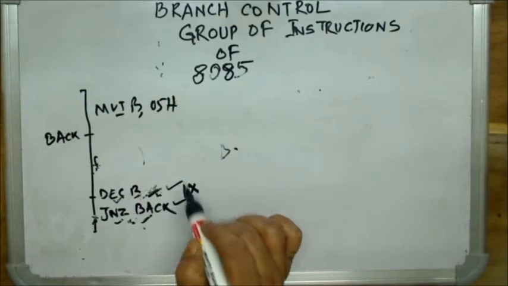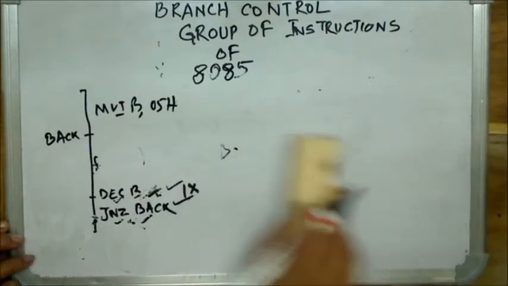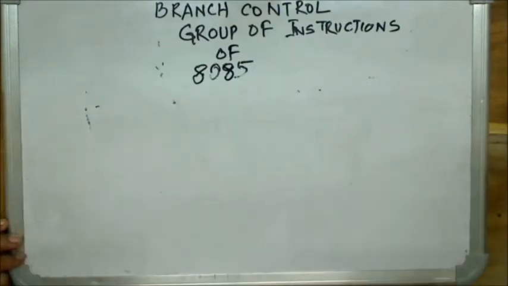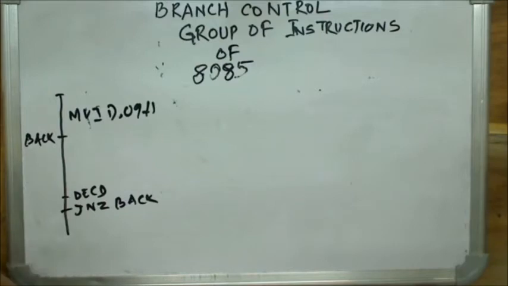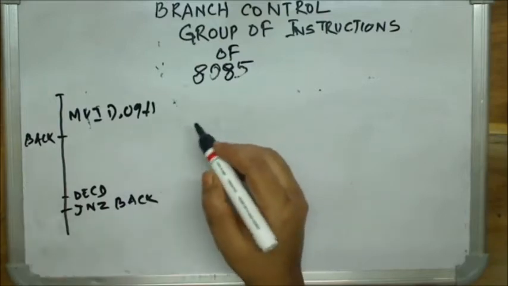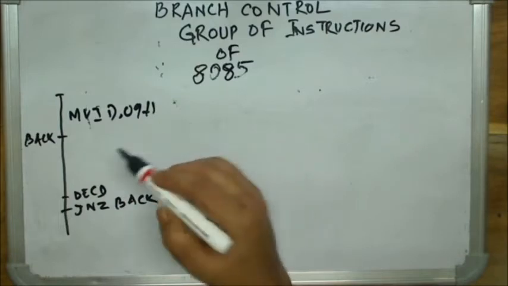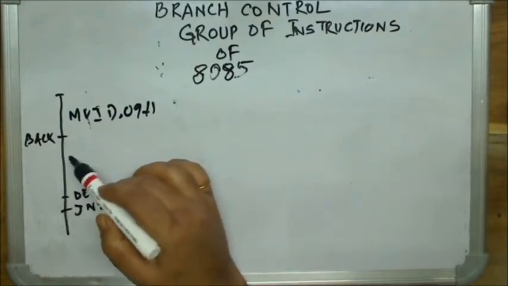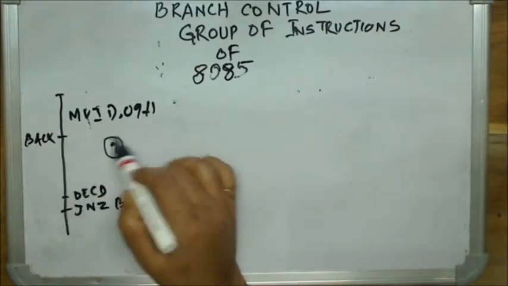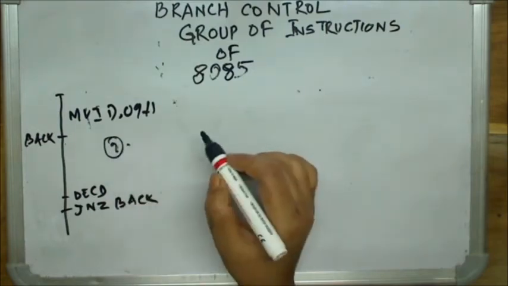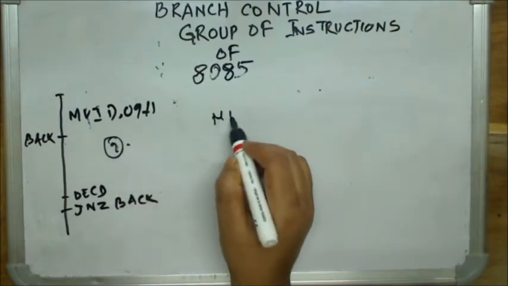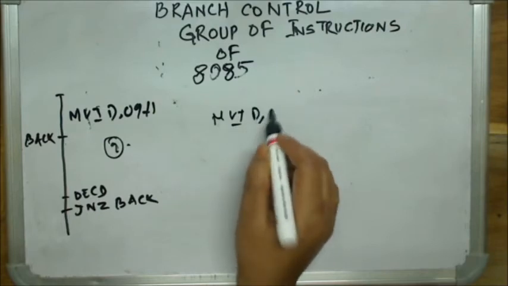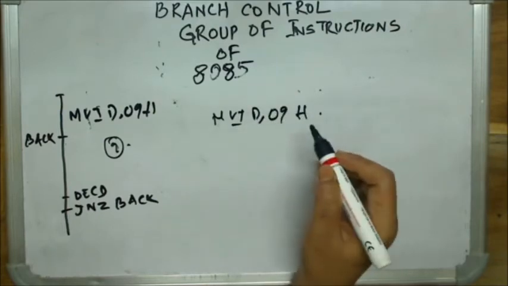Now, for the last time, this is a loop. I want to run it 9 times. So what I will do is initialize a register. I have used D here; any register you can use. MVI D, 09H.